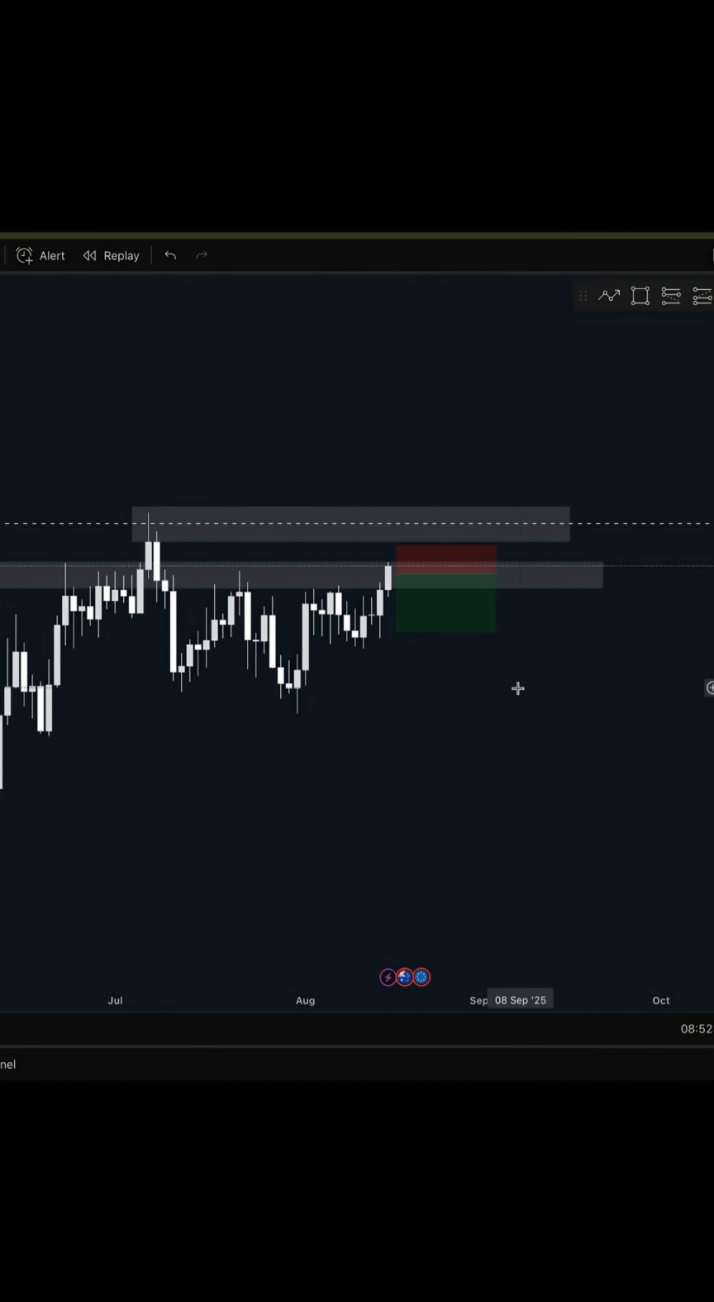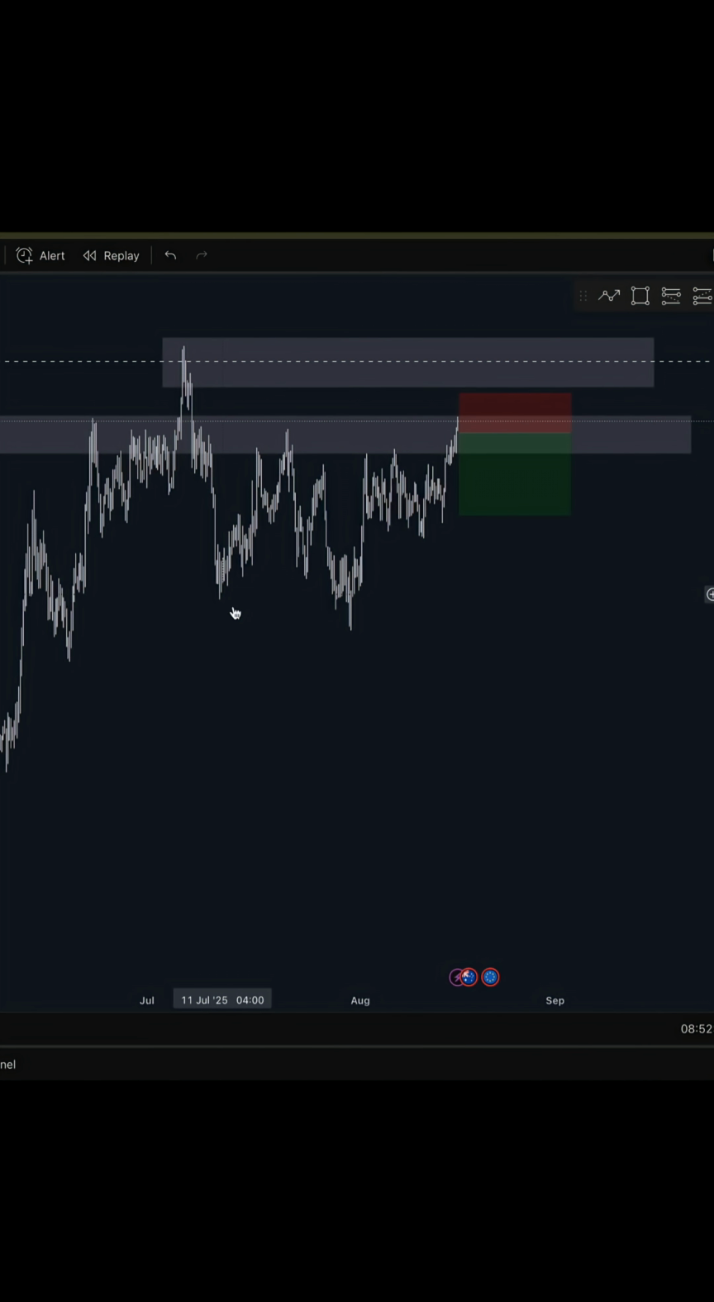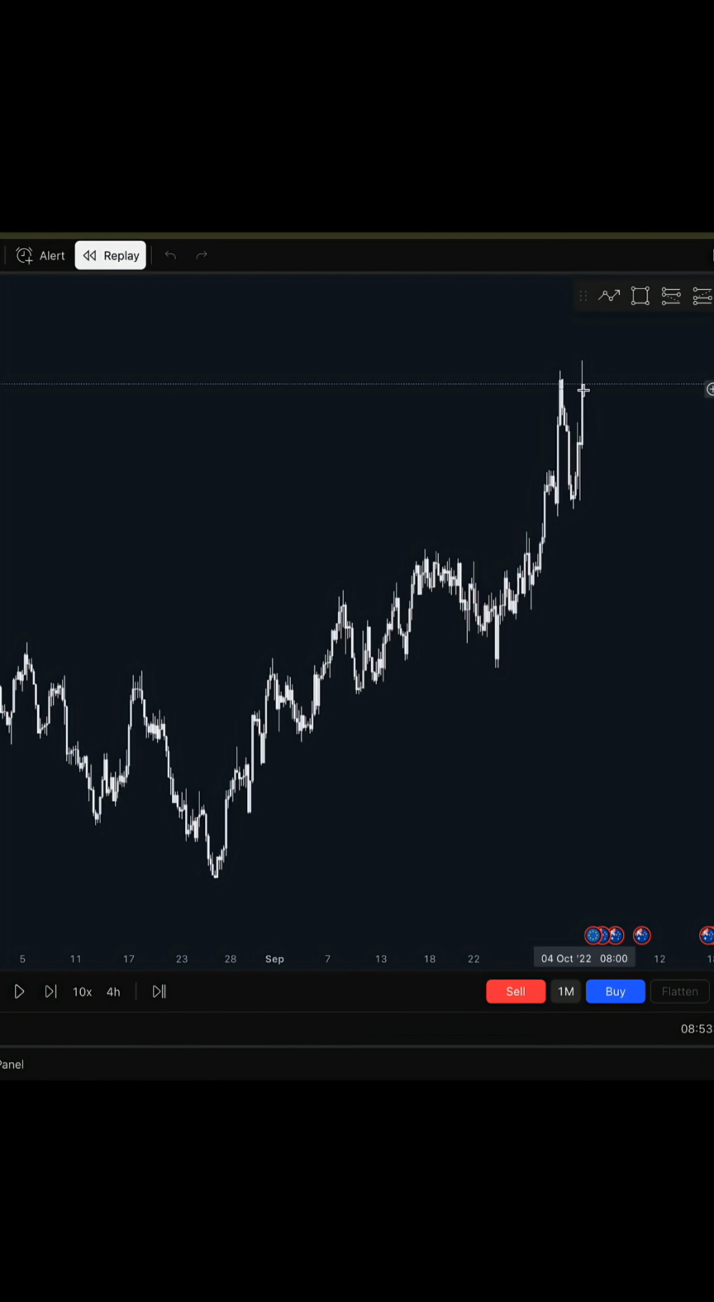This is Euro AUD. Now what we're going to do is go to the 4-hour time frame, and then hit the replay tool. I have this set to a random bar at the bottom. So it's taking us back here to, it looks like, October of 2022.